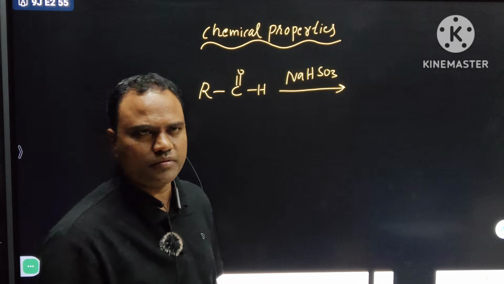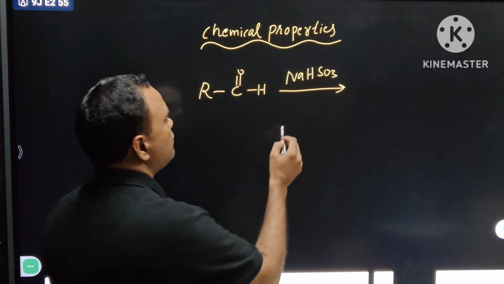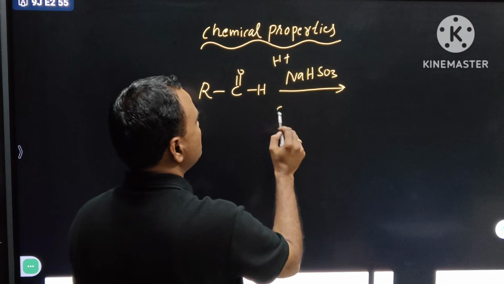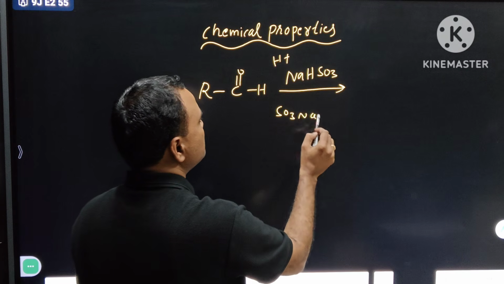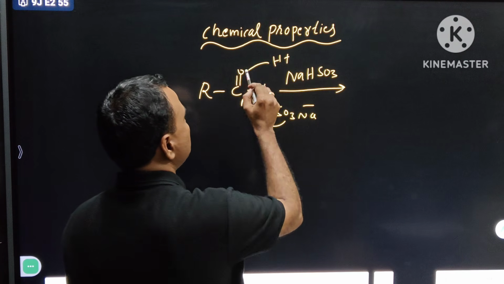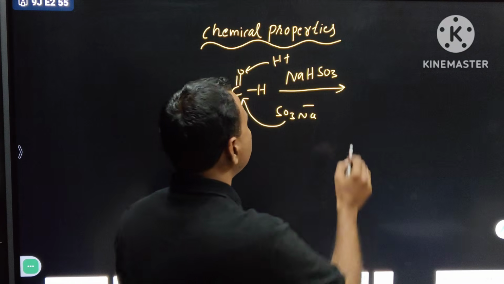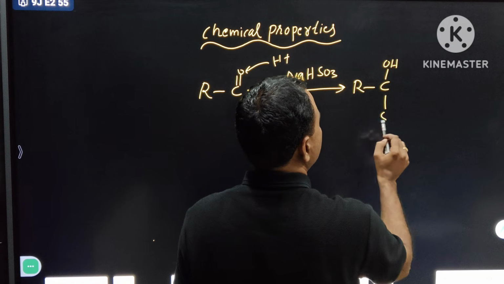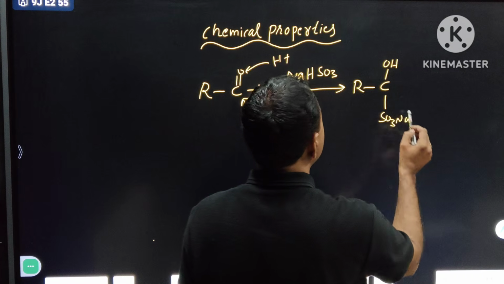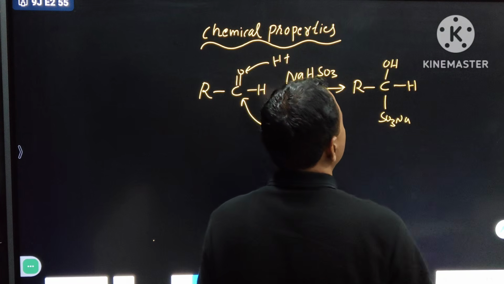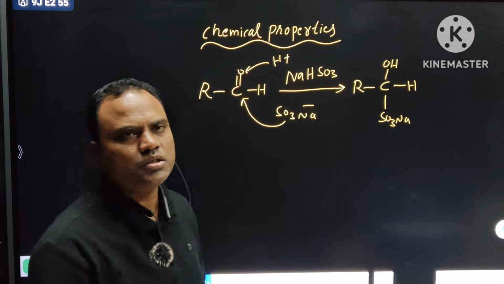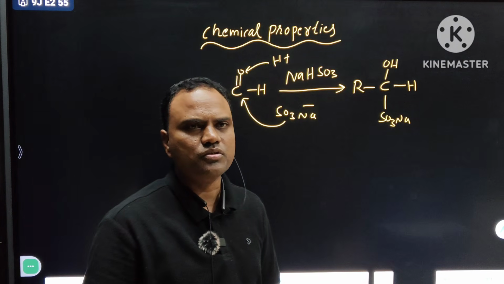NaHSO3. Once again I am revising. How does NaHSO3 dissociate? H plus and SO3 Na minus, right? This is called adduct. Sodium bisulfite addition gives an adduct. A white colored crystalline solid is called an adduct.